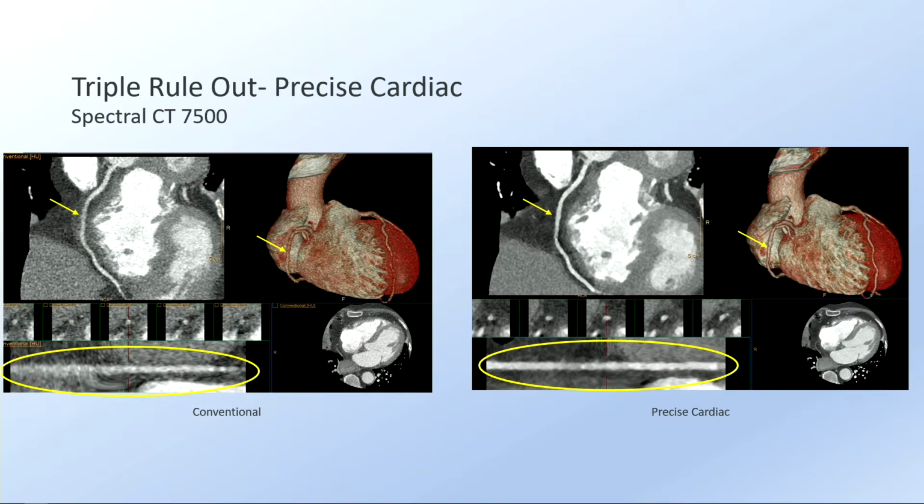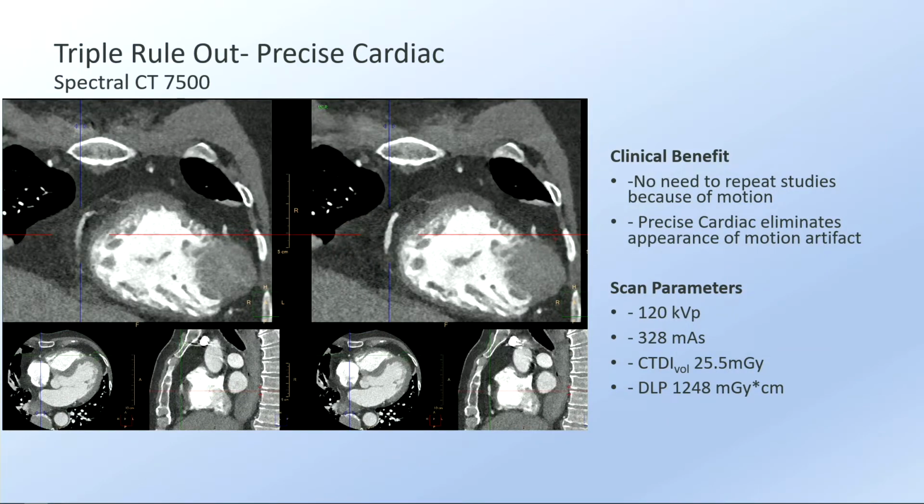So the RCA, as you can see on the left, with conventional CT, you can have motion on the RCA, but when you use the precise cardiac from the newer CT, the 7500, this corrects for motion. Most of us here would say the scan on the left is non-diagnostic, and you may want to repeat it. You may have a diagnostic scan from that. This is from the same patient, and you can see that through the precise cardiac, you eliminate the motion of the RCA, and in that way you can save the scan.